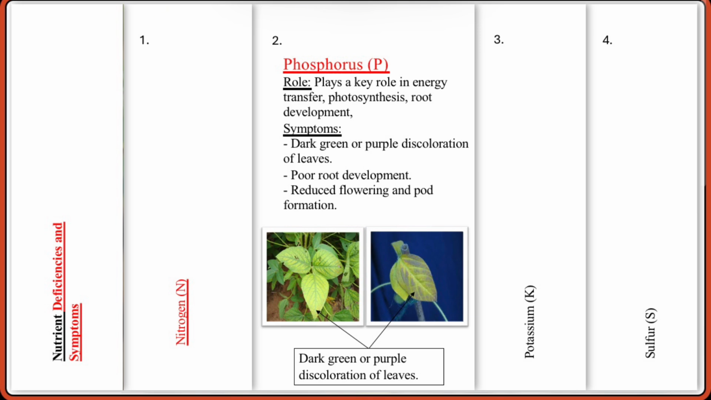Our second deficiency is phosphorus. Phosphorus plays a key role in energy transfer, photosynthesis, and root development. Some of the symptoms are dark green or purple discoloration of leaves, poor root development, and reduced flowering and pod formation.